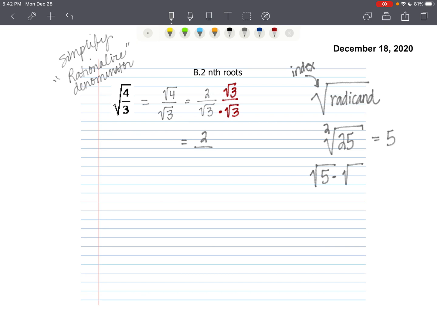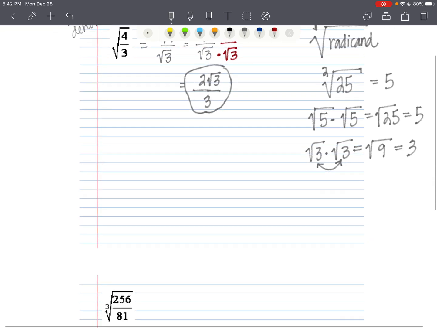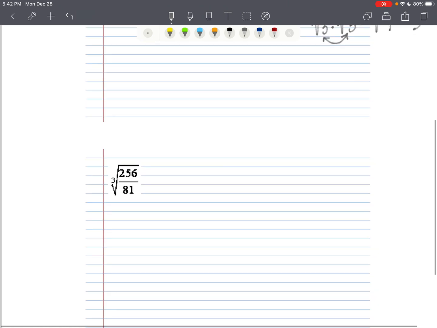The square root of 5 times the square root of 5 is the square root of 25, which is equal to 5. Same thing with the square root of 3. The square root of 3 times the square root of 3 is equal to the square root of 9, which is 3, which is just the radicand. So 2 times the square root of 3 is what we have in the numerator, and in the denominator we have 3. 2 over 3 does not reduce, so our answer is 2 times the square root of 3 over 3. So that should bring back some memories.